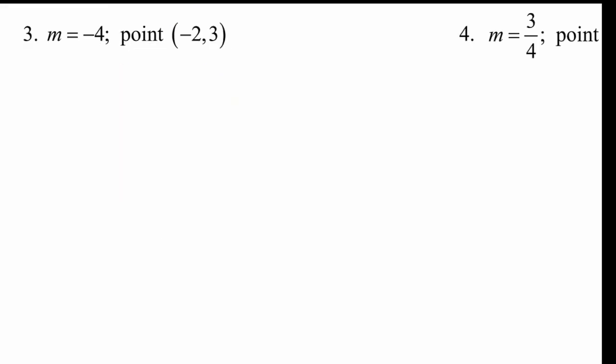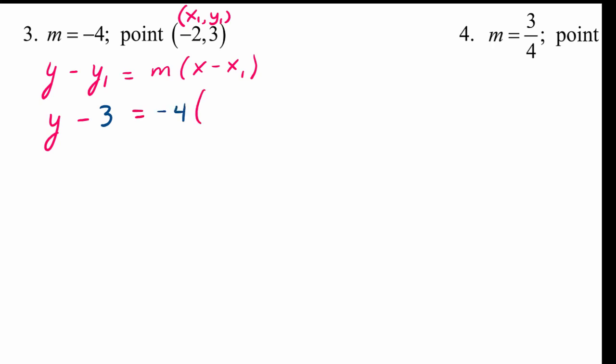Okay, once again, we have our m given, our point. Let's label the point x1, y1, and then our point-slope form, which is y minus y1 equals m times x minus x1. And we're going to substitute, so we get y minus 3 equals negative 4 times x minus a negative 2. So now we're going to distribute. I'm also going to change these signs here to a plus. Okay, so we distribute here, and we get y minus 3 equals negative 4x minus 8.